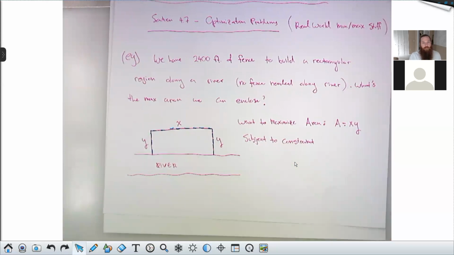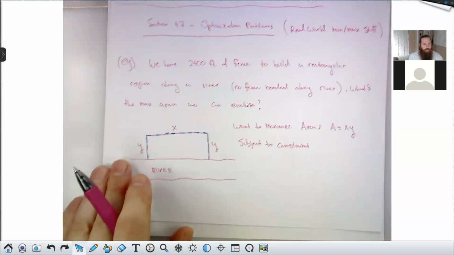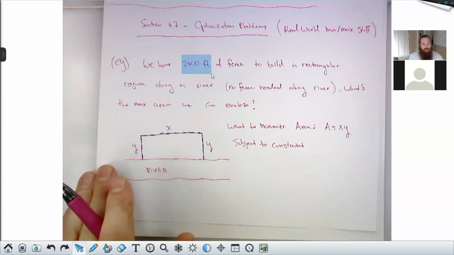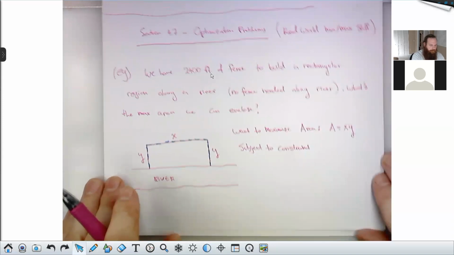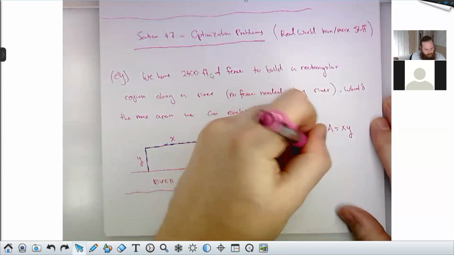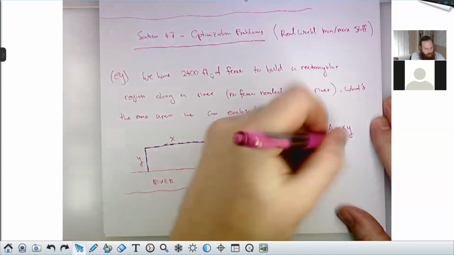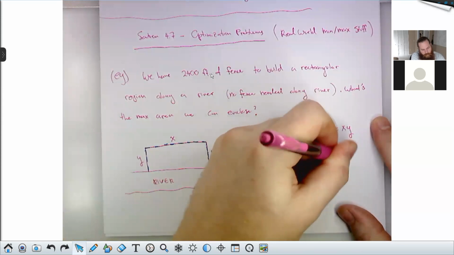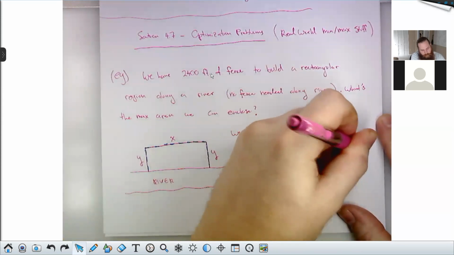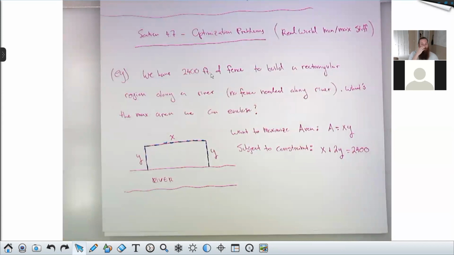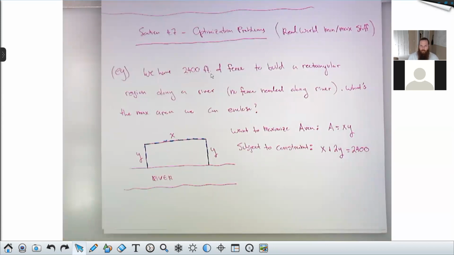Now I should use all of that fencing, right? If I want to enclose the most amount of area and I've got 2,400 feet of fencing, it doesn't make sense to use anything less than 2,400. So that constraint is the perimeter, which is X plus 2Y equals 2,400. Are we all comfortable with the setup? Are there any questions about what we've said so far or the two equations we wrote down, where they're coming from?